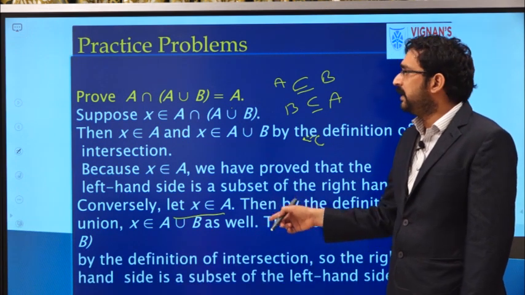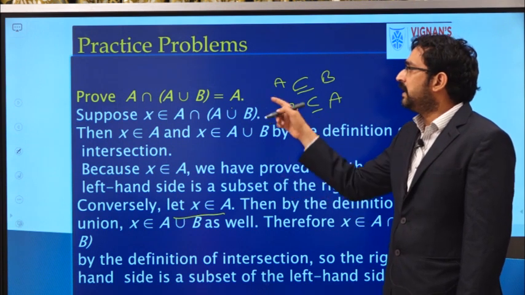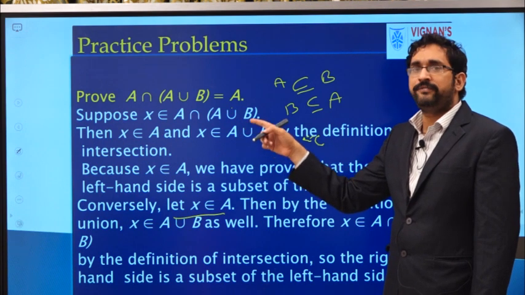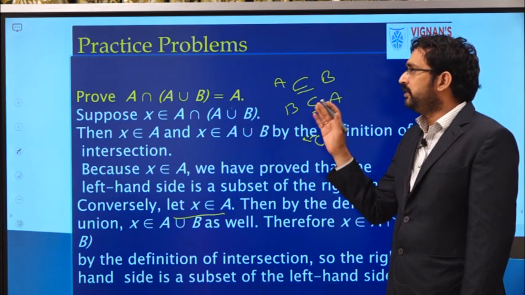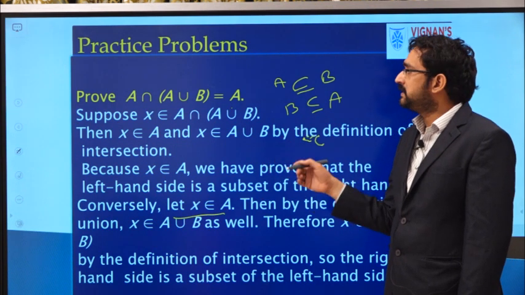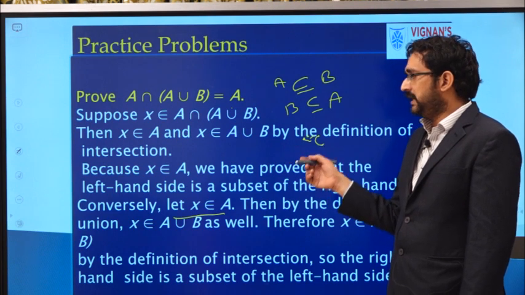That means X belongs to A intersection A union B. So by taking X belongs to A, we proved that X belongs to A intersection of A union B. So we proved that each set is a subset of the other set. Hence we proved that A intersection of A union B equals A.